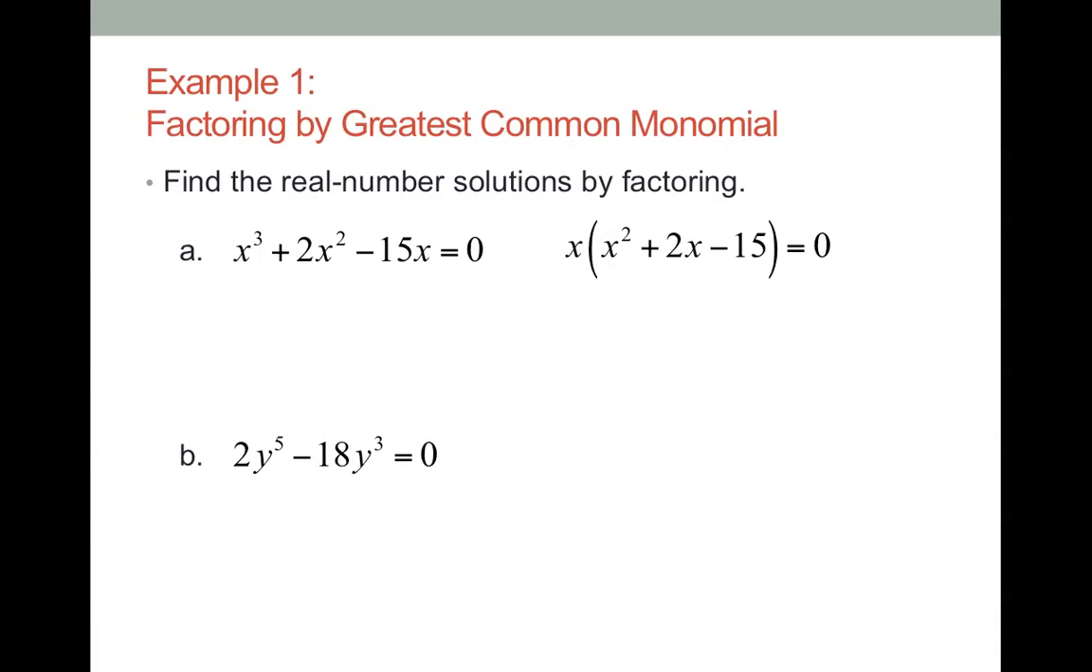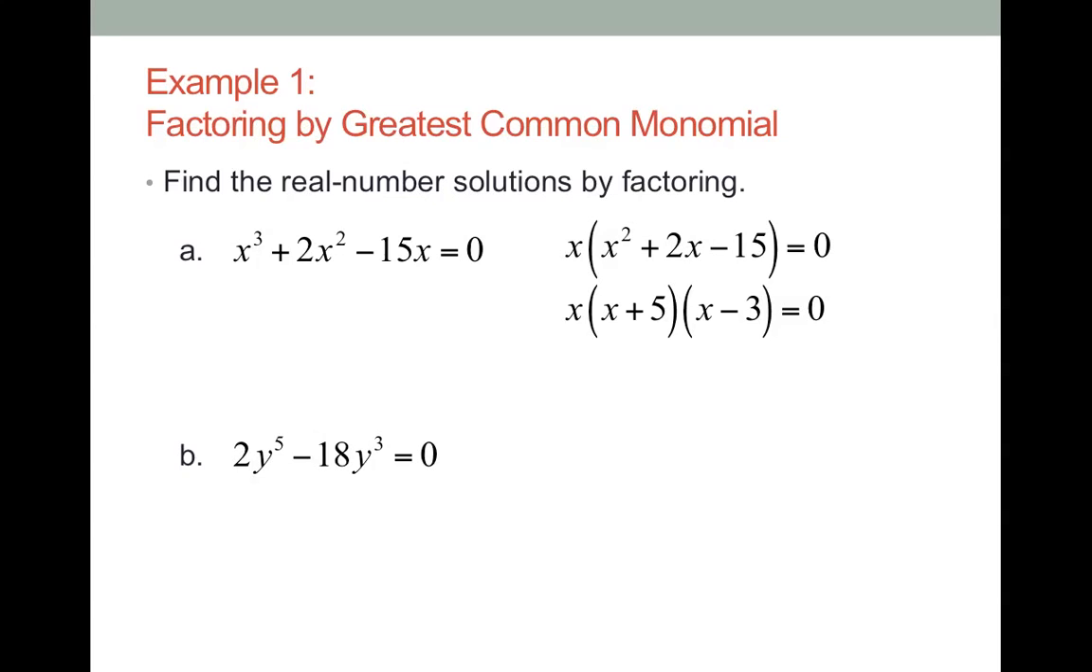And we can. The factors of negative 15 that add up to a positive 2 are a positive 5 and a negative 3. So we now have the factors of x, x plus 5, and x minus 3 that end up being equal to 0.